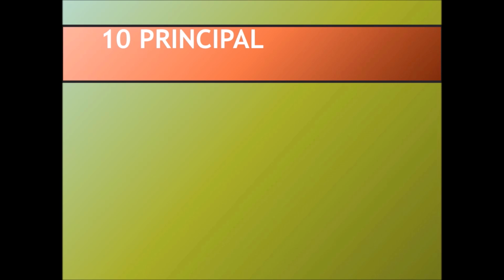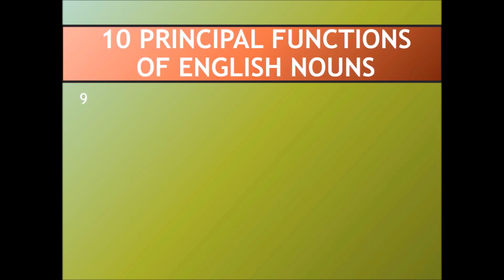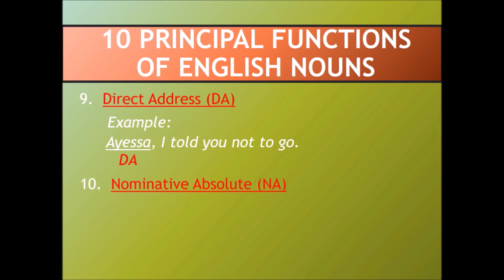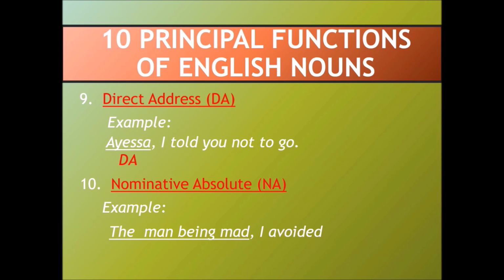Let's move to the 9th principal function of English nouns, and this is direct address or DA. Example of this is, Ayesa, I told you not to go. The word Ayesa is a direct address or DA. And the last one is as nominative absolute or NA. Example, the man being mad, I avoided to argue, wherein the noun phrase the man being mad is a nominative absolute or NA.